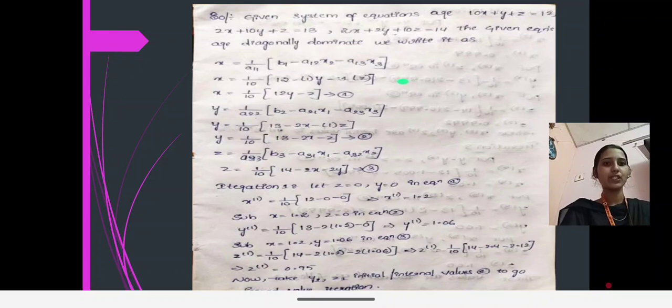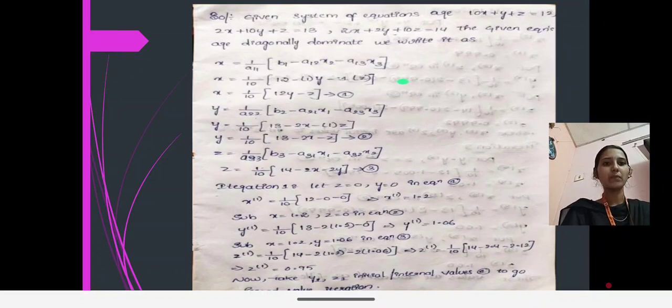Let z equals 0 and y equals 0. Substitute z, y in equation 1. x power 1 equals 1 divided by 10 into 12 minus 0 minus 0. x power 1 equals 1.2, we get the x1 value. Later substitute x equals 1.2, z equals 0 in equation 2. y power 1 equals 1 divided by 10 into 13 minus 2 into 1.2. We get the y value 1.06.